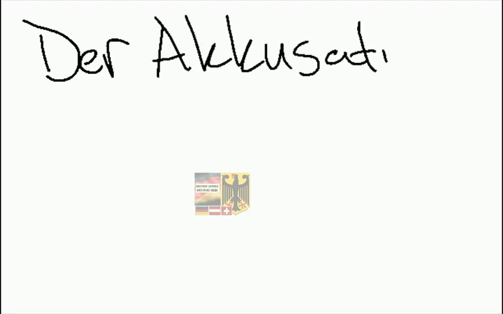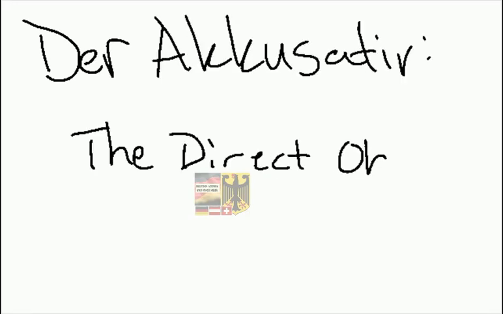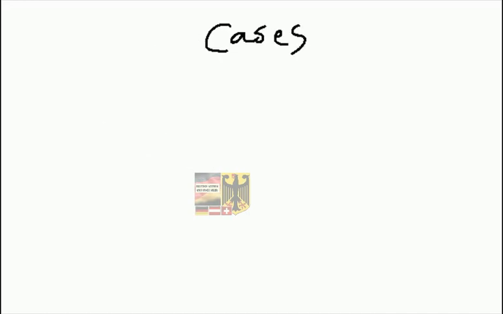We are going to be talking about der Akkusativ, which is the direct object in a sentence. A couple things we need to think about: right now we've really been focusing on subjects in a sentence, but now we're going to switch and talk about direct objects. We've been using them, but we haven't really understood what they are yet.